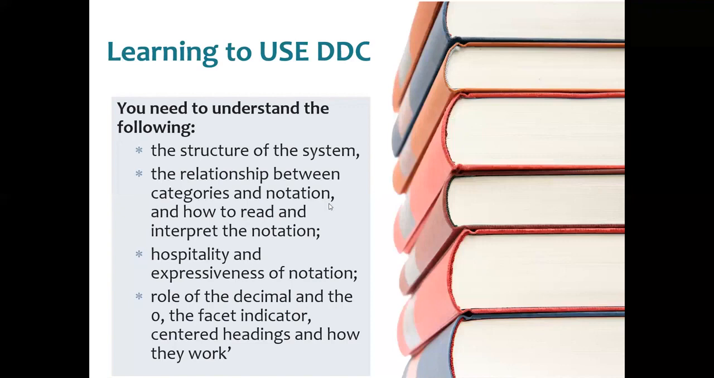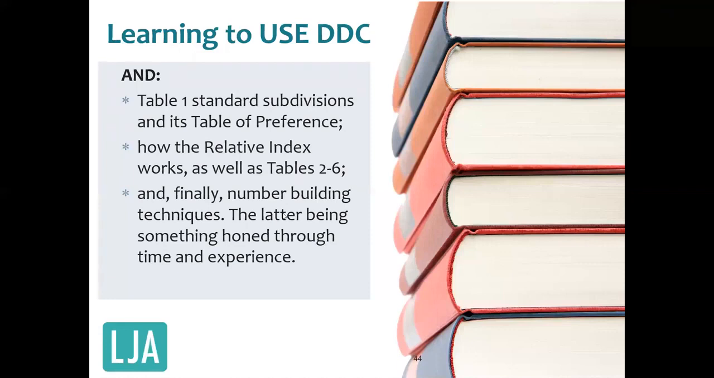The role of the decimal and the zero, and we've already had a lot of good conversation about that. Thinking about those facets that we've talked a lot about today. And then how centered headings work. Really, that's the important part of it, how they work. Table 1 is your standard subdivisions, and then the table of preference, so that gives you a lot more information. How the relative index works, we'll talk much more about that next week, as well as tables 2 through 6. So next week we'll talk about the relative index, tables 2 through 6, and then finally the number building techniques. Now the number building techniques, this is really something that you gain competence and confidence in as you do the work.